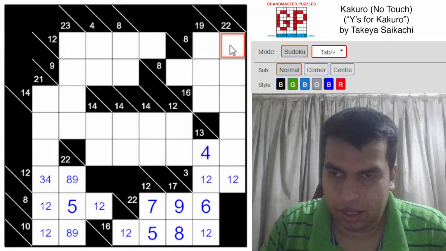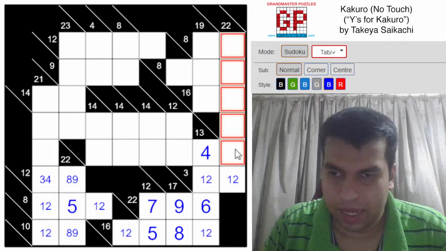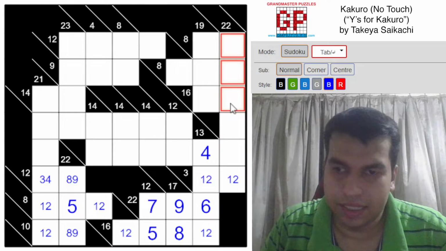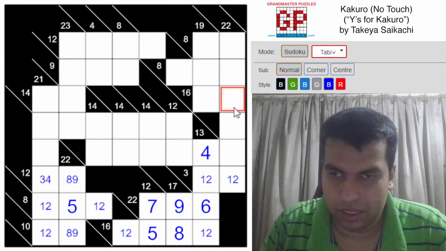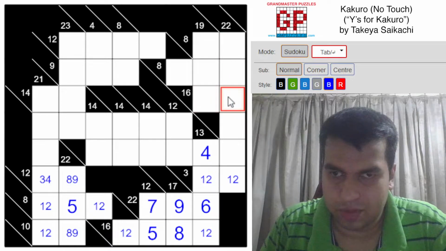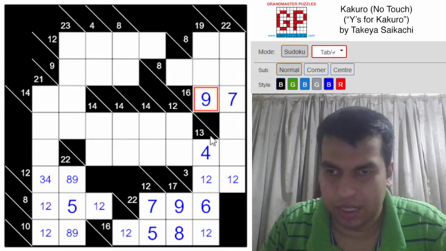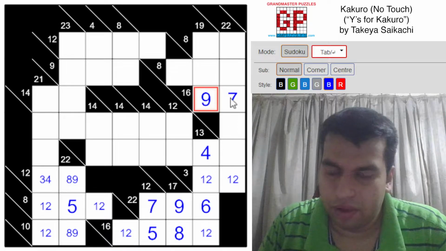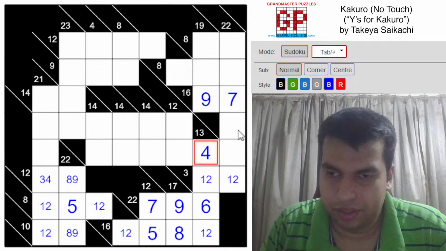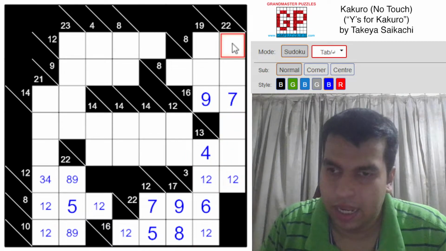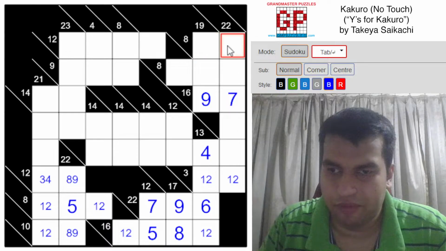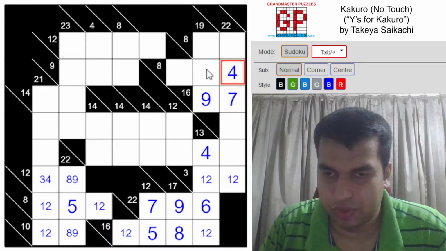And now we can look at this 22 sum, and we know that the digits it has are 1, 2, 4, 1, 2, 3, 4, 5, and 7. So here the 16 where it has to be 7 and 9, 7 has to come here and 9 has to come here. Now if we look at the 4 over here, the 4 eliminates itself from all of these cells because of the no touch constraint. And it can't be here because of the 8, you'll have 4 and 4. So there's a 4 here.